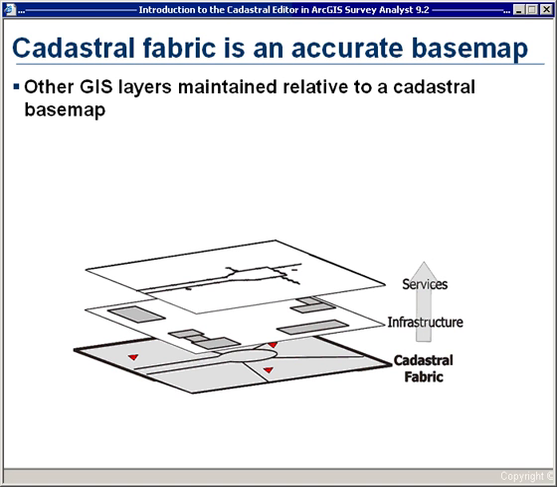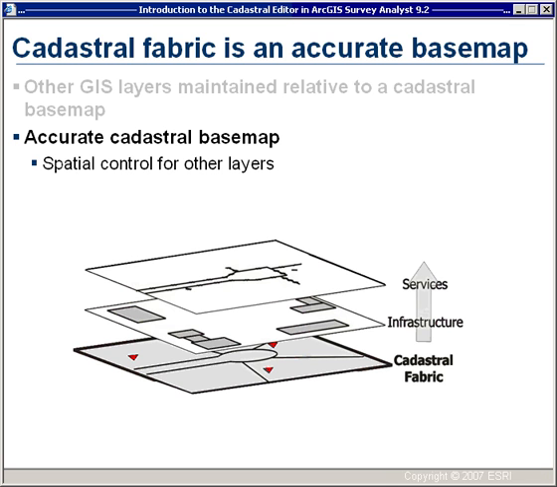A key element of the cadastral fabric is its function as a base map. In many organizations, we've seen a common pattern where the cadastral layer is maintained by a particular cadastral records department, but it is used as a read-only spatial reference frame by other departments. These other departments have a focus on other activities like maintaining services and infrastructure, but they use the cadastral layer as a spatial framework. An accurate cadastral base map can serve as a spatial control for the rest of the GIS.